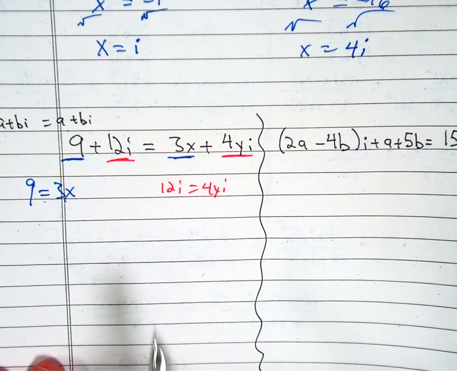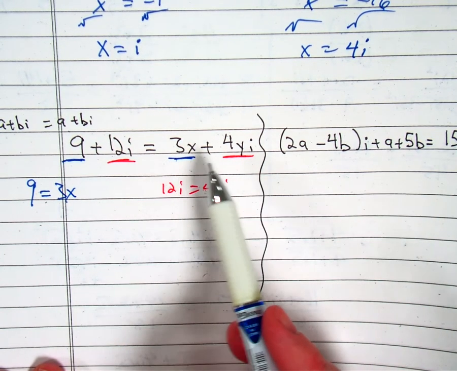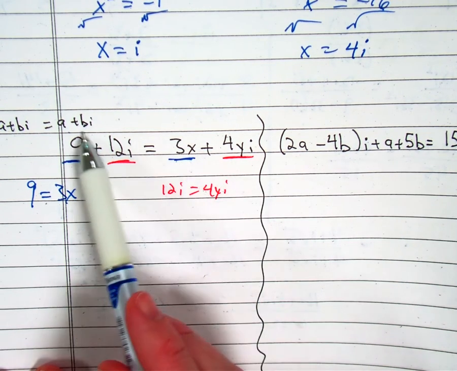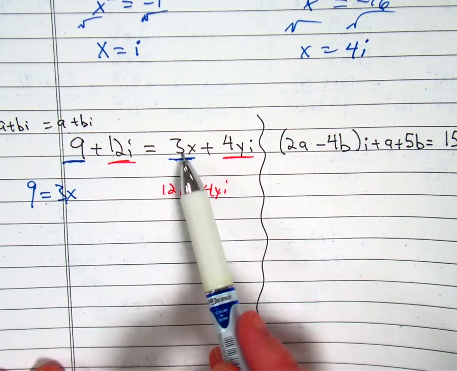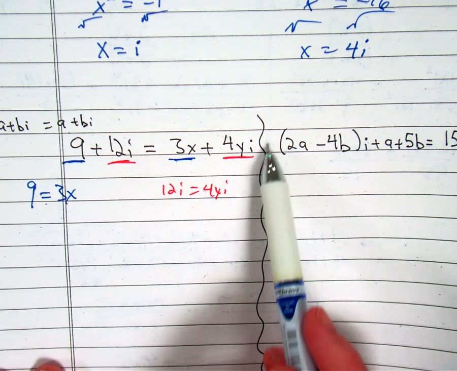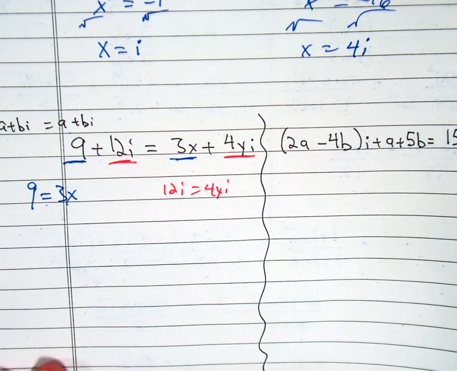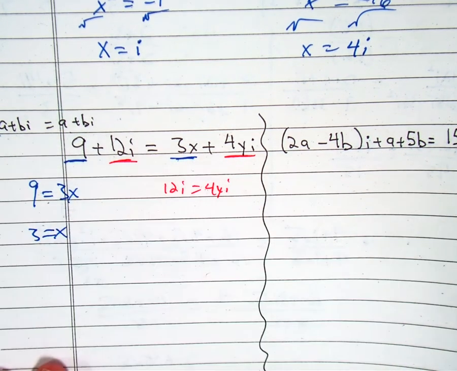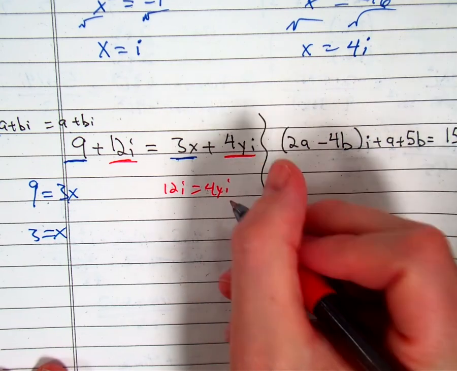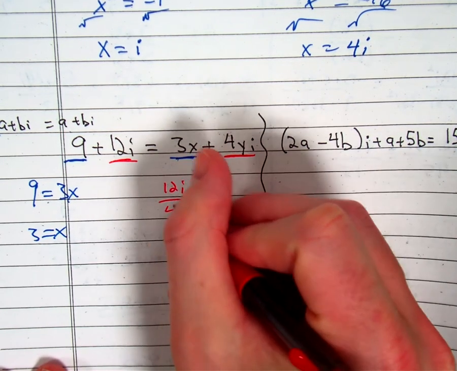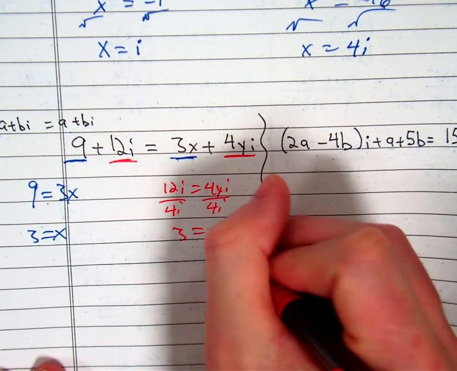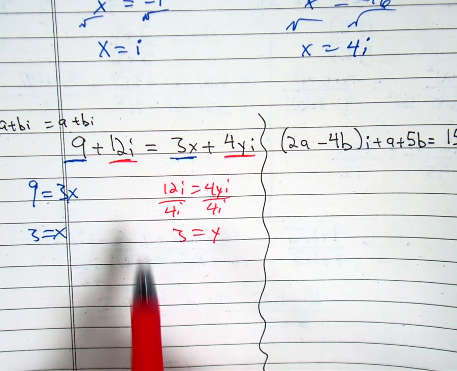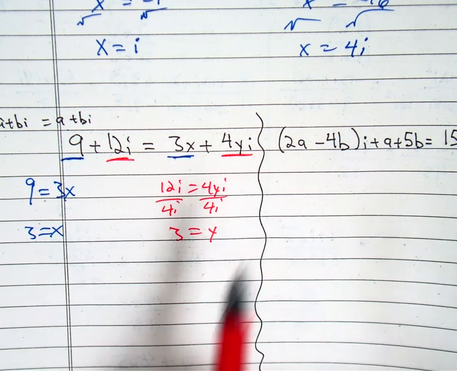All right, that makes it a little easier, because here you're like, whoa, there's x's, there's y's, there's i's. How do I solve? Okay, you're going to compare the real part, 9 equals 3x, and imaginary parts, 12i equals 4yi. We're going to divide by 3, and 3 equals x over here. And if you divide by 4i, we're also going to get 3 for our y value. So real part compared to real part, i part compared to i part.